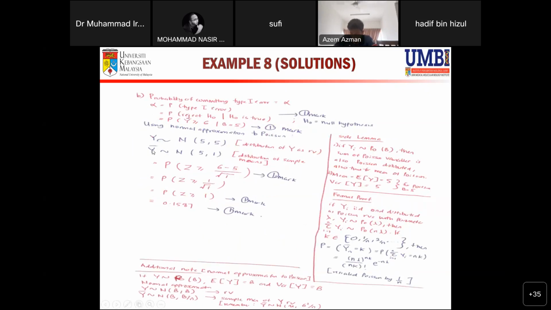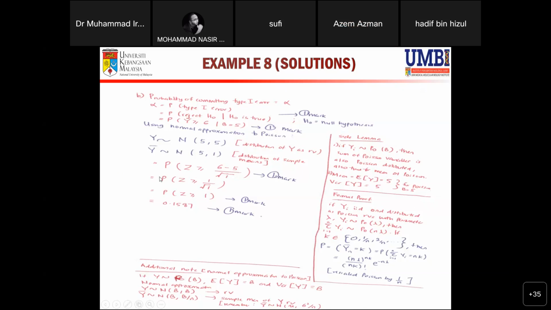So the y bar is the distribution of the sample mean. We want to find the parameters of the distribution of the sample mean. The mean of the sample mean will be the same, so it will be 5. But you have to know that the variance of the distribution of the sample mean is given by the usual variance divided by the sample size. So 5 divided by 5, because the sample size is 5, you obtain 1. So the distribution of the sample mean is a normal distribution with mean 5 and variance of 1. Okay.